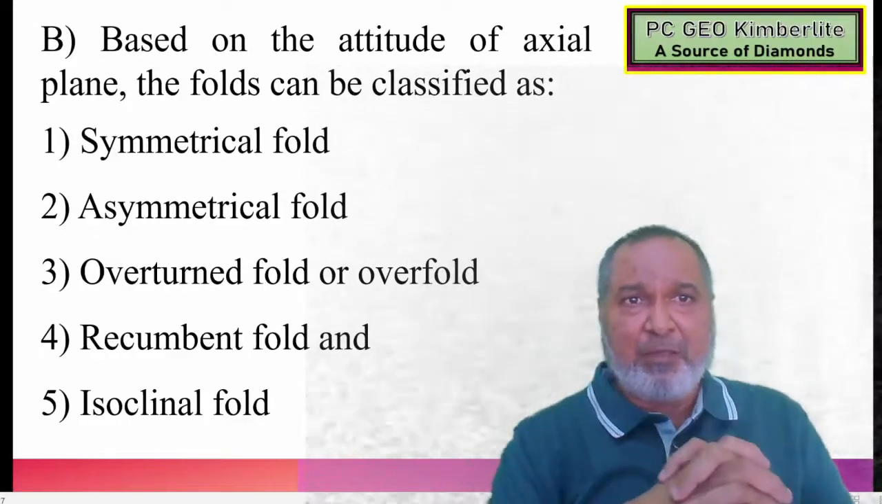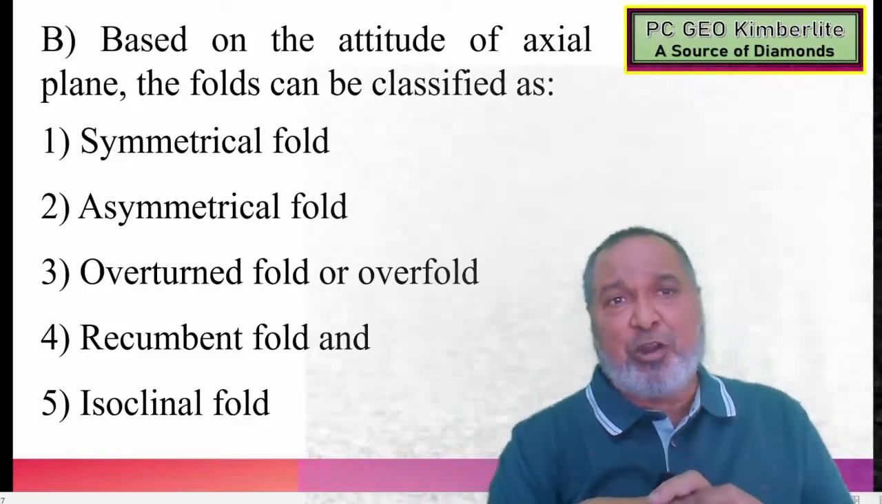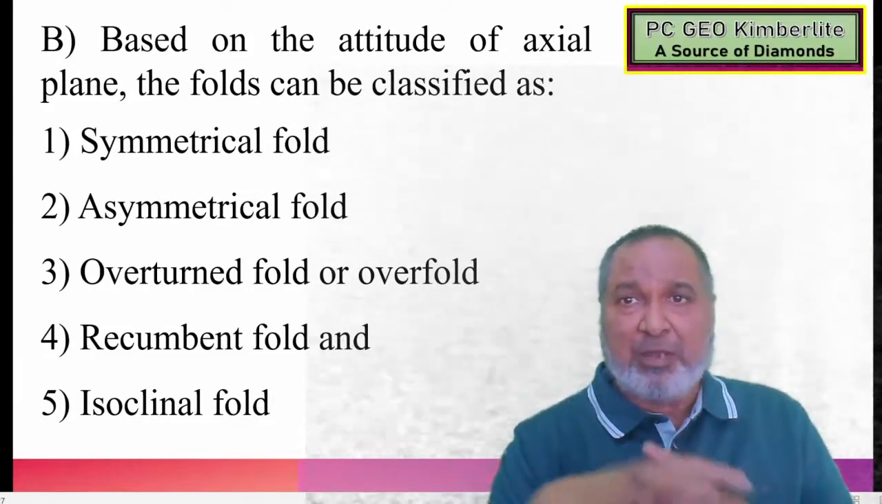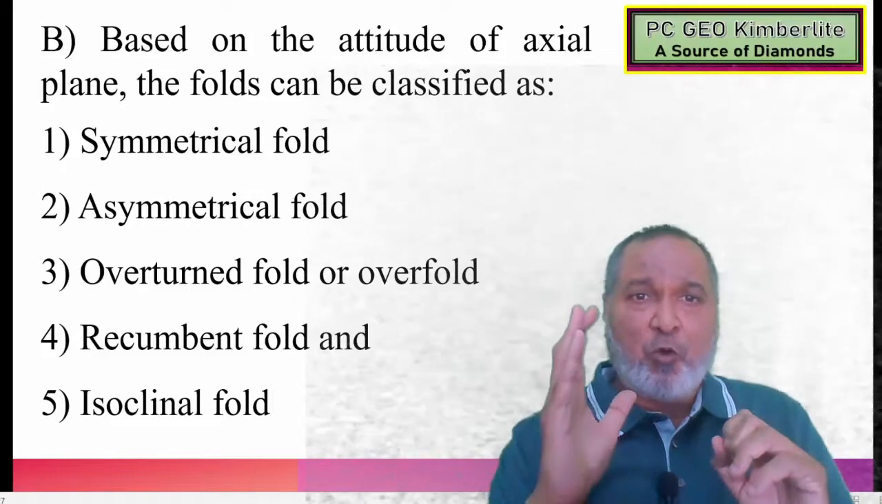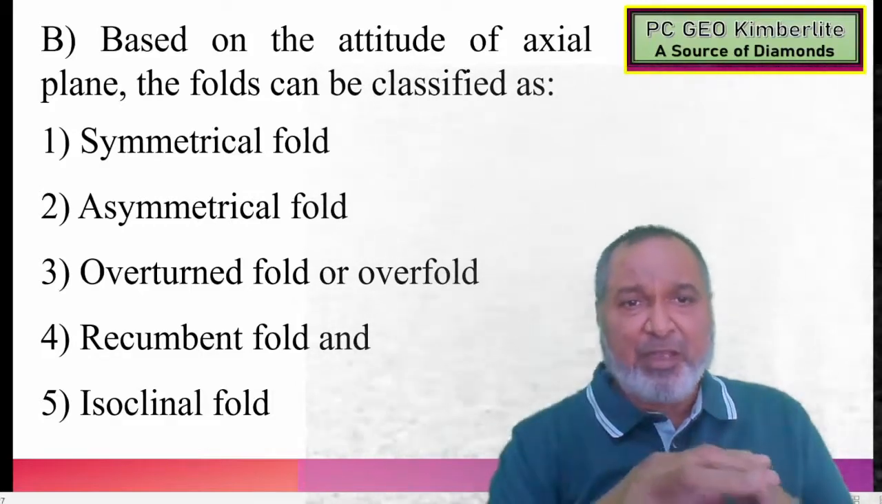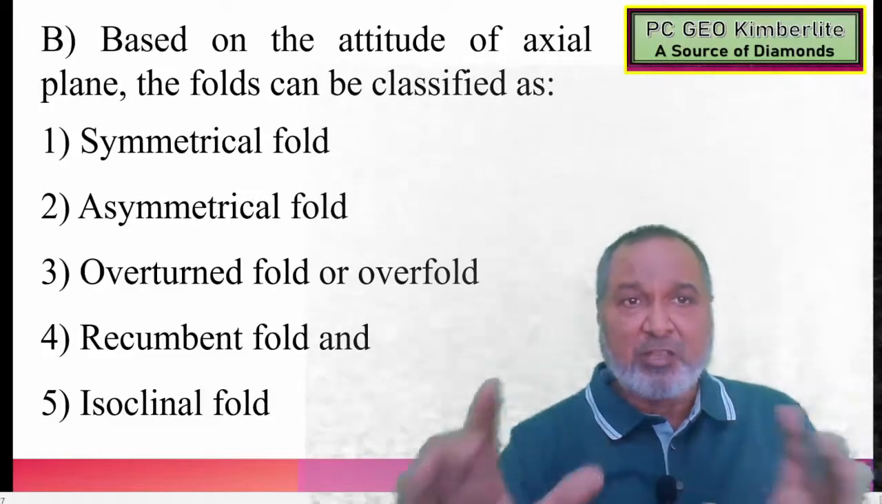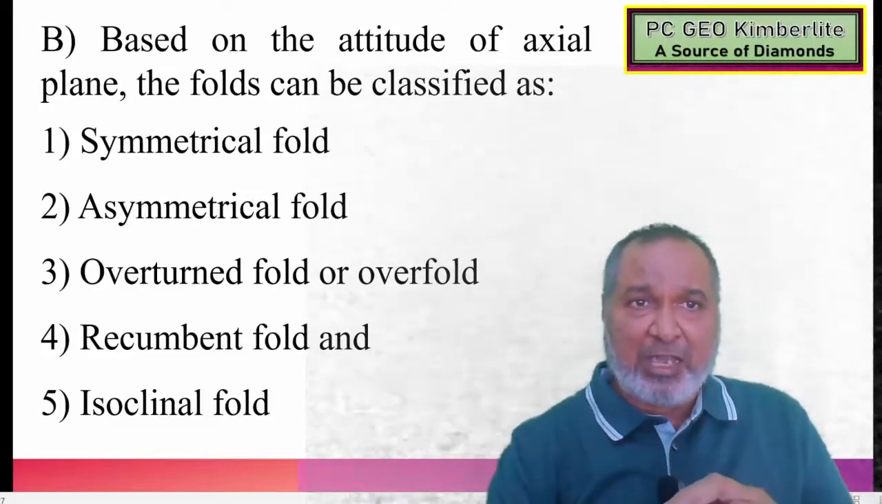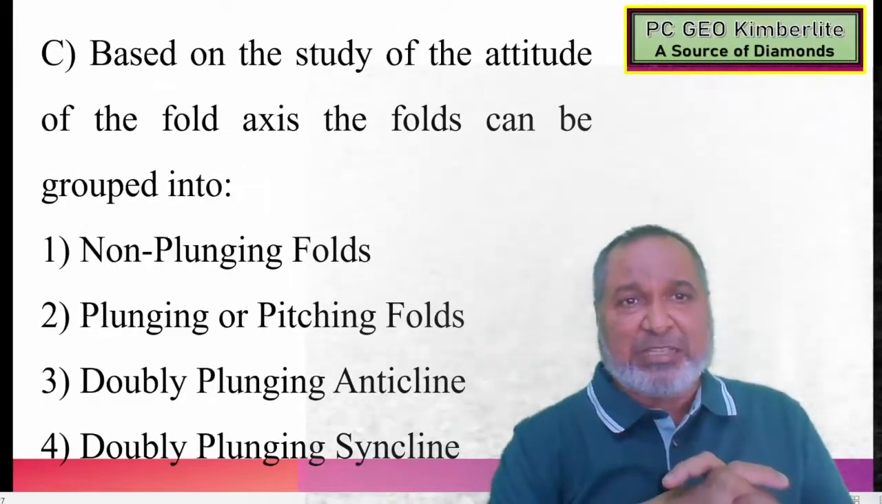Similarly, the B type, based on the attitude of axial planes, the fold can be classified into symmetrical fold, asymmetrical fold, overturned or overfold, recumbent fold, and isoclinal fold. So they are the A and B types. Now come to the C type.